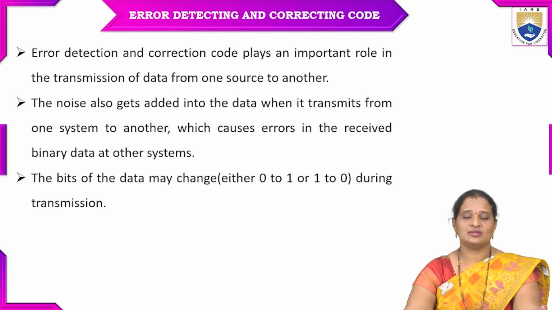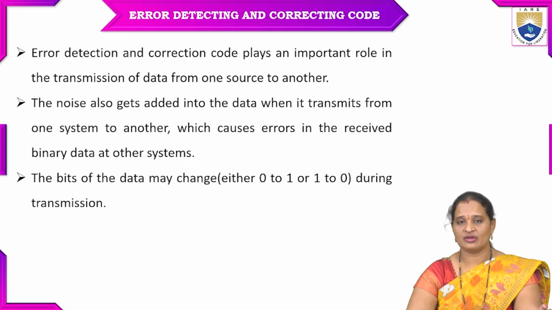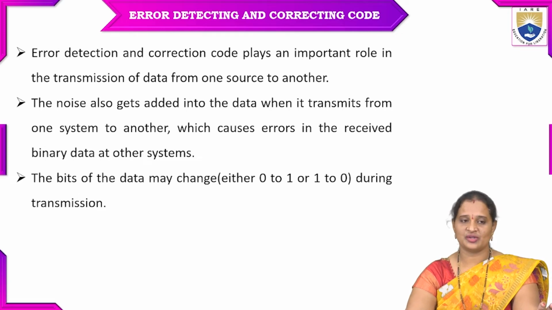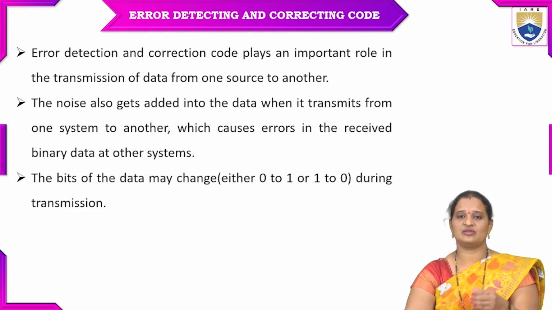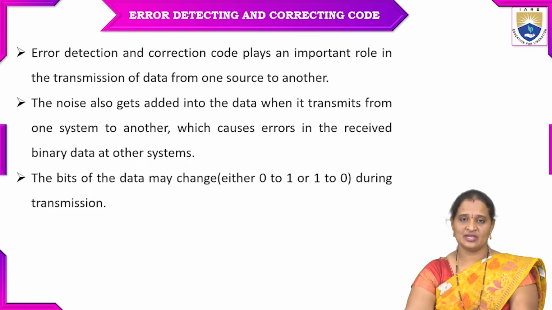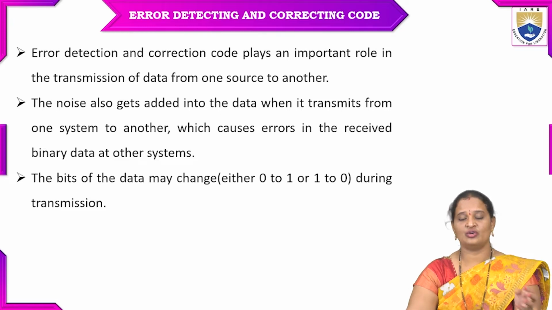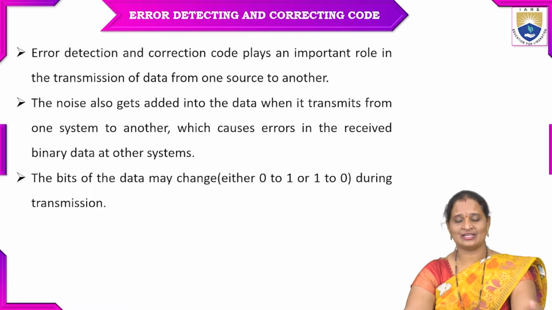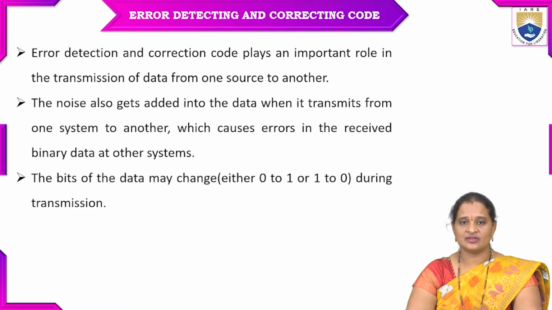Error detection and correction codes play an important role in the transmission of data from one source to another. We always transmit the data from source to the destination. Due to noise, whatever information was transmitted may not reach the destination properly. That means due to external disturbances, the information gets deviated. So in order to have error-free transmission, we go for error detection and correction codes. We generate some codes at the transmitter side, and they are decoded at the receiver side such that errors will be avoided.